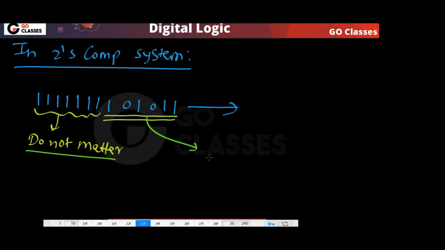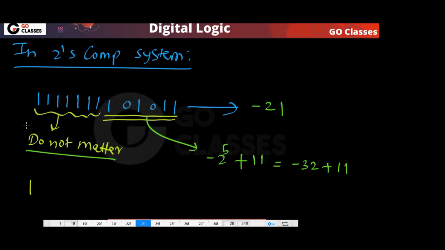And what is the value of this? That will be minus 2 power 5 plus 11. That is minus 32 plus 11. That is minus 21. Okay. Is this clear? So these extra ones, they do not matter.